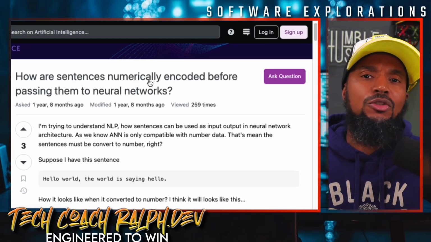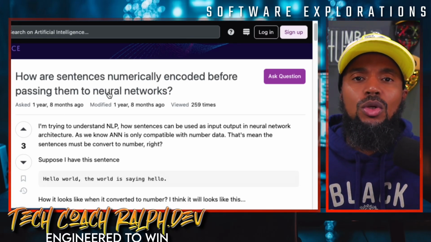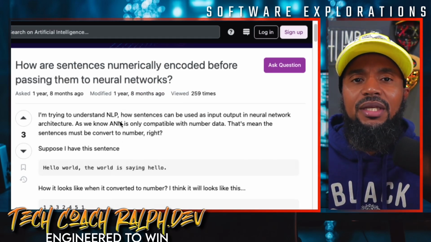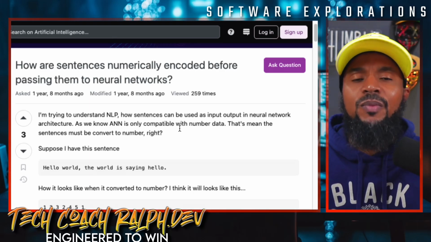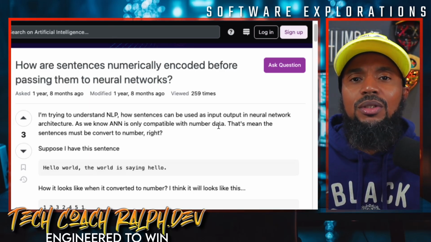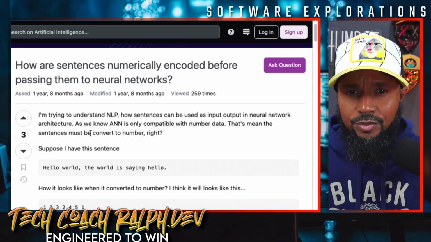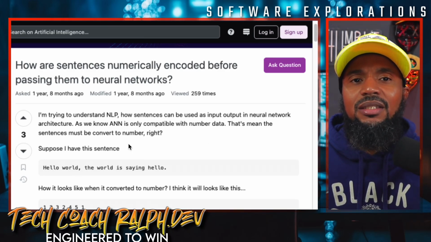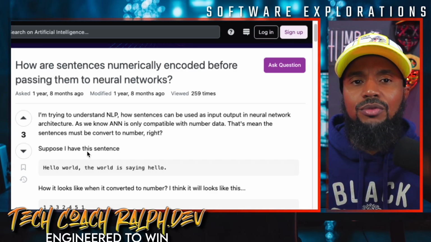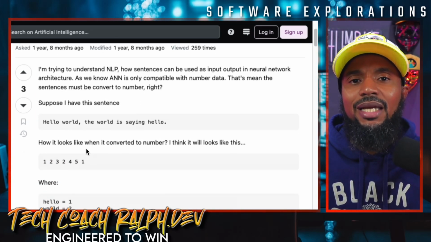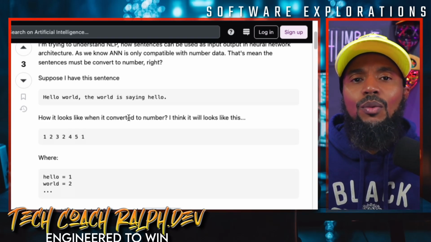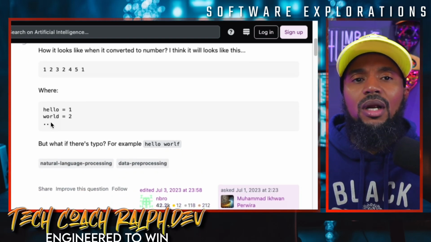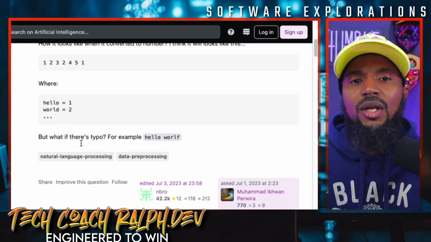How are sentences numerically encoded before passing them into neural networks? All right, so this person asks: I'm trying to understand NLP, natural language processing, how sentences can be used as input and output in a neural network architecture. As we know, an ANN is only compatible with number data. That means the sentence must be converted to numbers, right? Suppose I have this sentence: hello world, the world is saying hello. How does it look when converted to numbers? I think it'll look like this: 1, 2, 3, 2, 4, 5, 1, where 1 is hello, 2 is world, right? But what if there are typos?